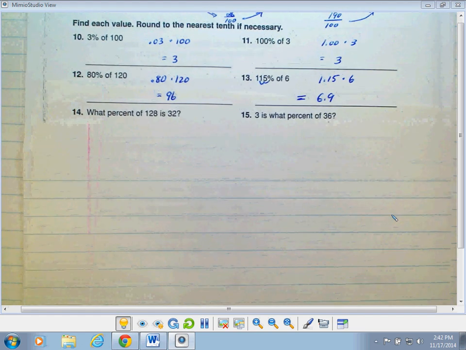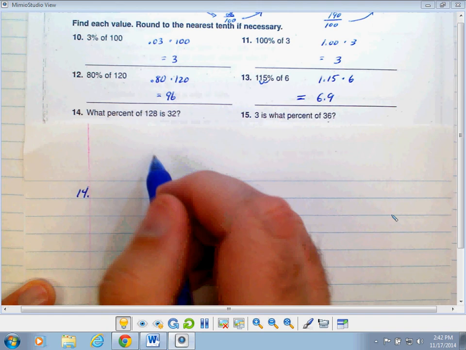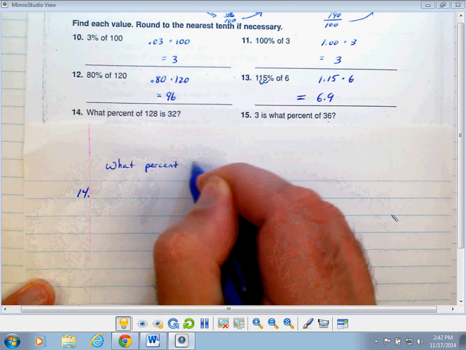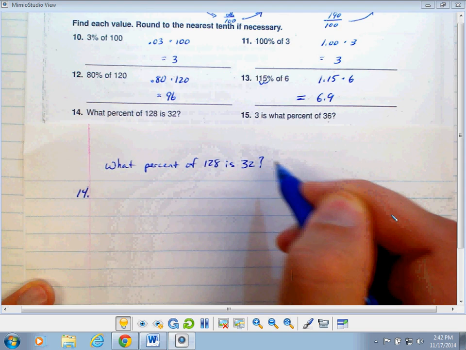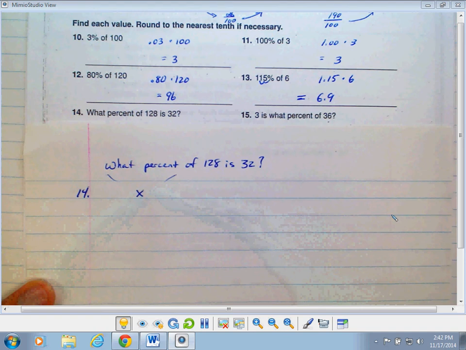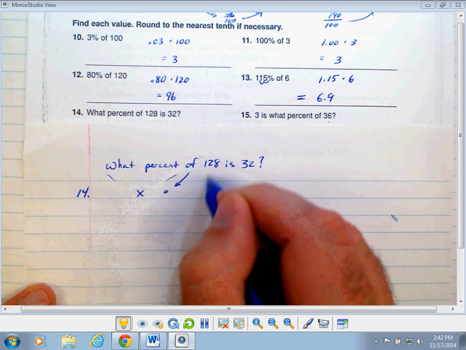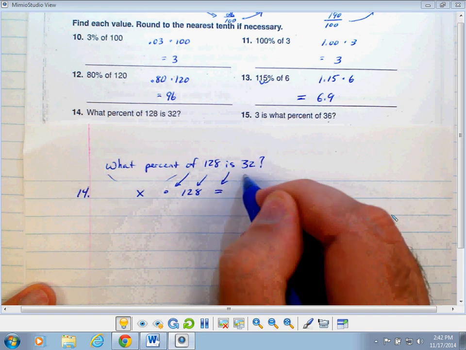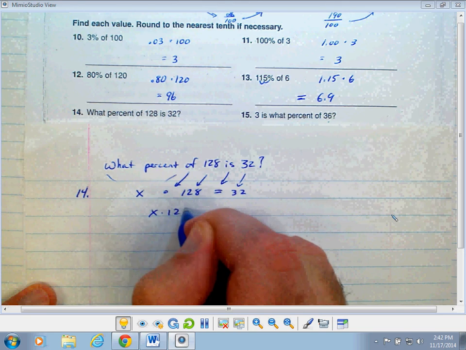Number 14, if we write it from words into an equation, what percent of 128 is 32? That's the original problem. What percent is x, an unknown. Of means multiply. The 128 comes down. Is means equals, and the 32 comes down. So really what we have is x times 128 equals 32.